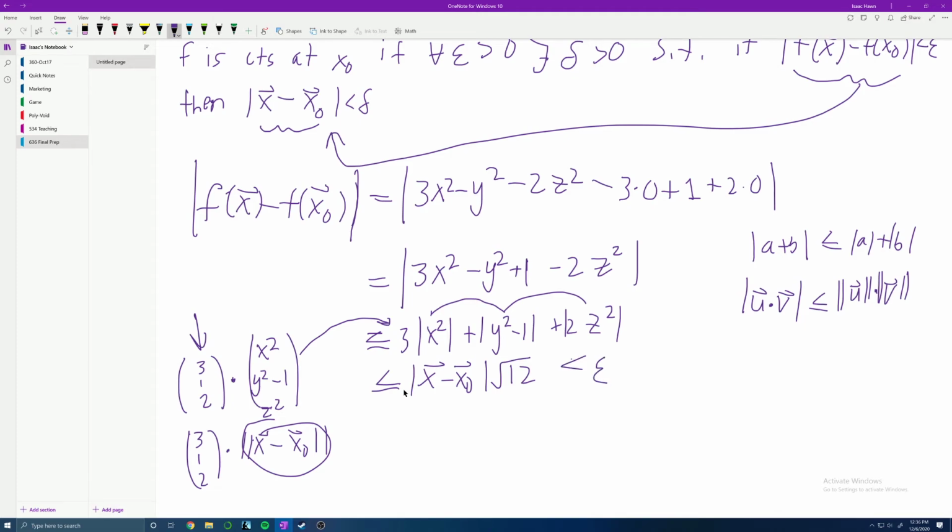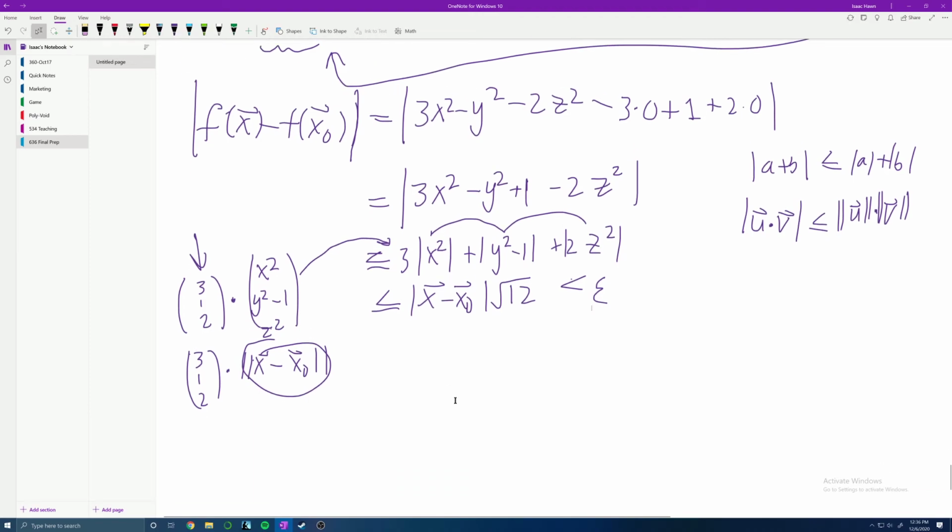So what do we do from here? So we have that that's less than epsilon. So we say that we let epsilon equal some product of something times delta, some multiple of delta. So we pick it in such a way that this square root of 12 is going to cancel out. So we let epsilon equal delta times the square root of 12.